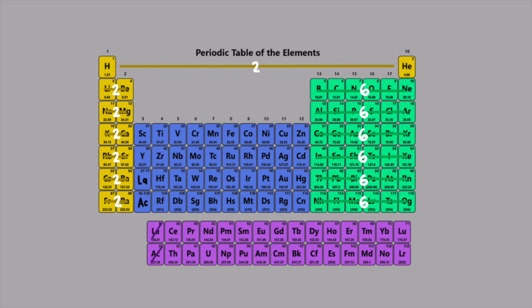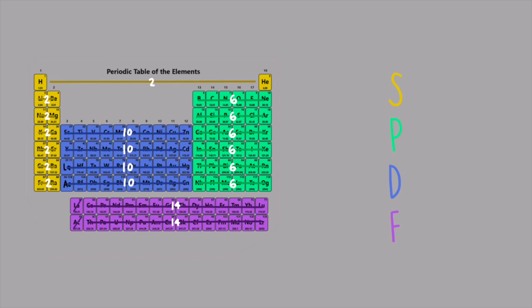P will always go across 6 times, D will always go across 10 times, and F will go across 14 times. P, D, and F will start out with different numbers. Since S starts with 1, P will start with 2, D will start with 3, and finally F will start with 4. So a quick recap. S starts with 1 and goes across 2 times. P starts with 2 and goes across 6 times. D starts with 3 and goes across 10 times. And F starts with 4 and goes across 14 times.